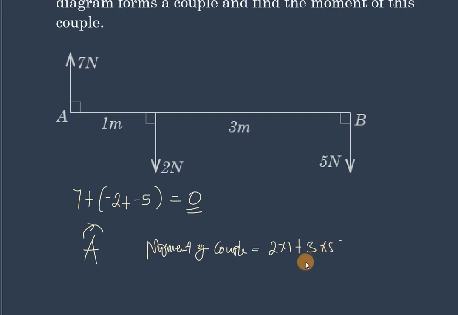Not 3 times 5. It is 2 times 1 plus, because this force is at a distance of 1 meter from A. While for this 5 Newton force, the distance from A is this 3 plus this 1, so this one is 5 times 4. We are going to get 22 Newton meters. That is the moment of that couple. So the forces form a couple with a moment of 22 Newton meters in a clockwise sense. That is what we can say about that.